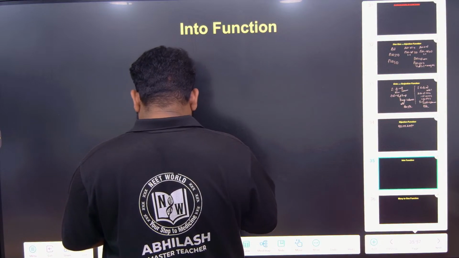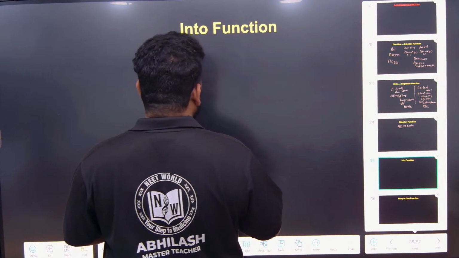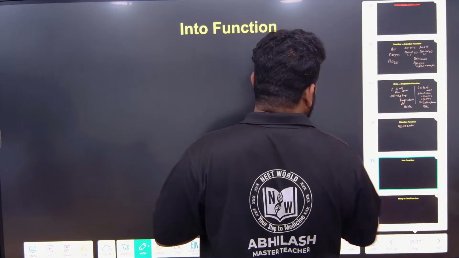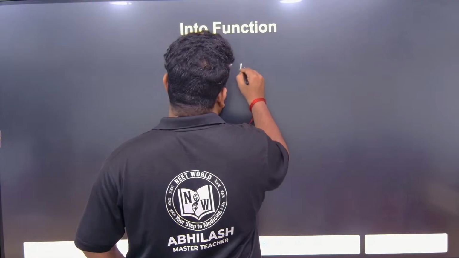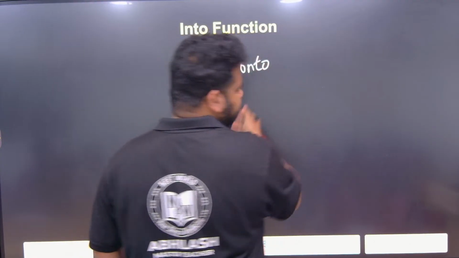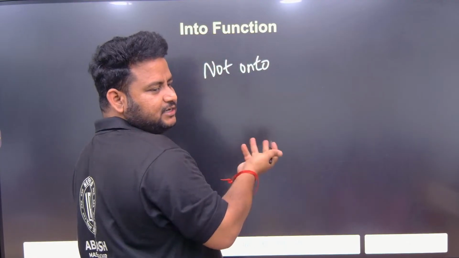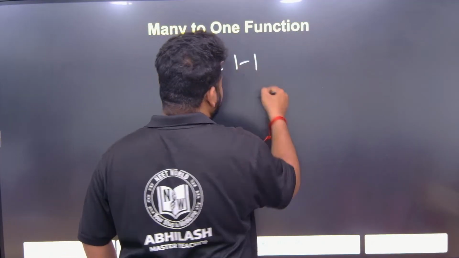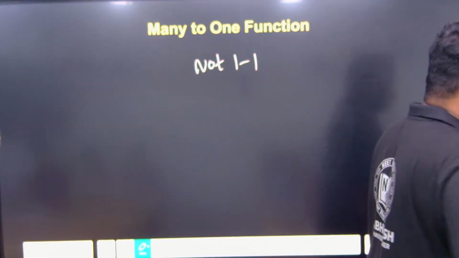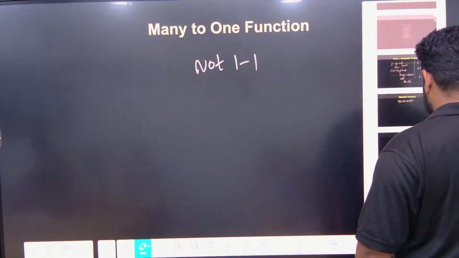Into function. Instead of an example, we will write it like this. Into means any function which is not onto. Okay, no need of an example. If it is not onto, we call it into. Many 1: if it is not 1 1, we call it many 1. Okay, you should be careful while solving the question.